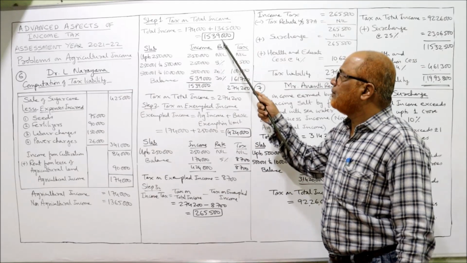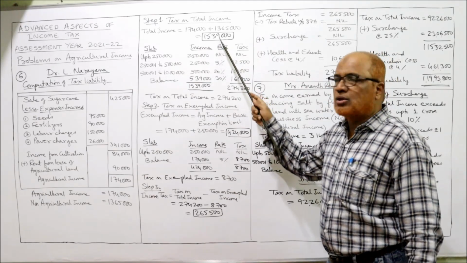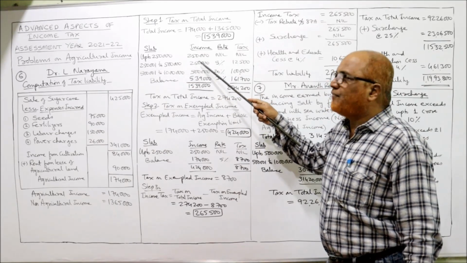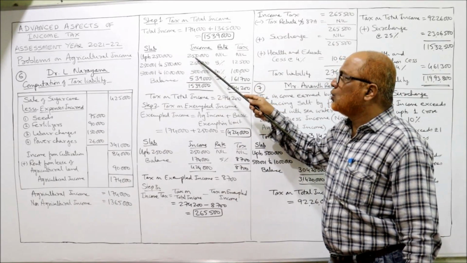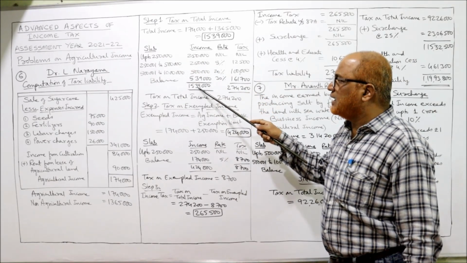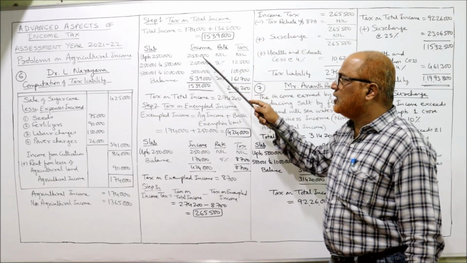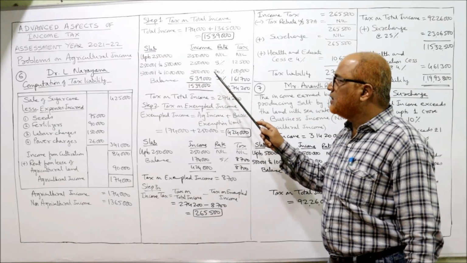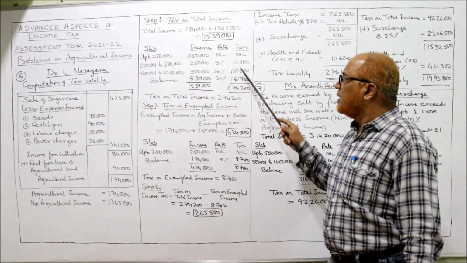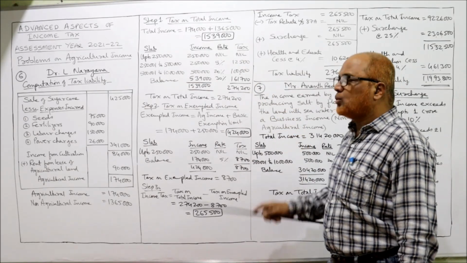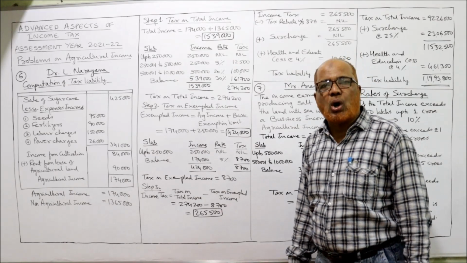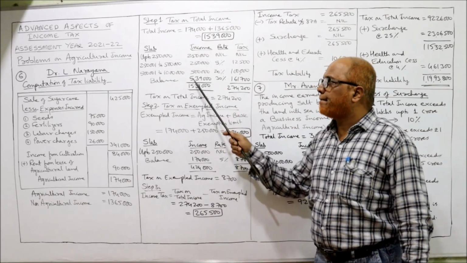What is the total income here? 15,39,000. So 15,39,000 minus 10 lakhs. First 3 slabs: 250 plus 250 plus 5 lakh, 10 lakh. So 15,39,000 minus 10 lakh, you will get 5,39,000. 30% of 5,39,000 is 1,61,700. Take the total, 2,74,200. So 2,74,200 is the tax on total income.